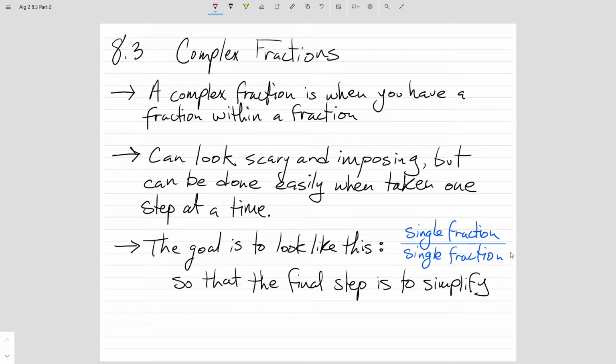Welcome. So this was the other portion of 8.3 that I told you guys about in the last video. It's complex fractions. So a complex fraction, if that doesn't sound familiar to you, is when you have a fraction within a fraction. And absolutely, they can look scary. And I have no doubt that's exactly what most people are going to think when they look at them.